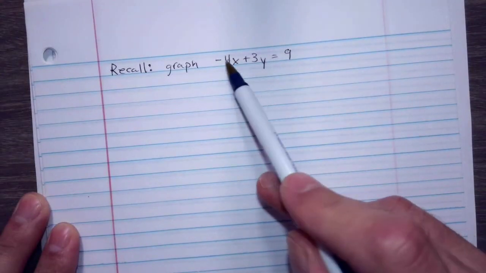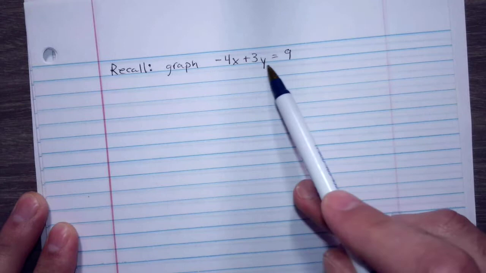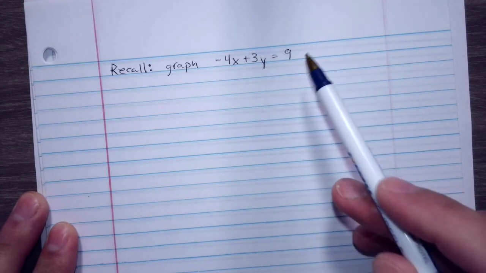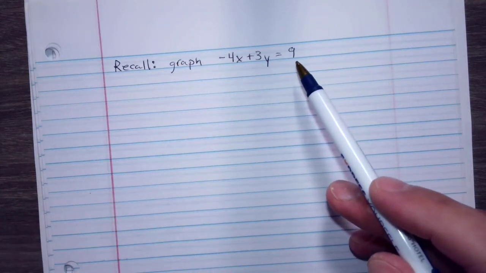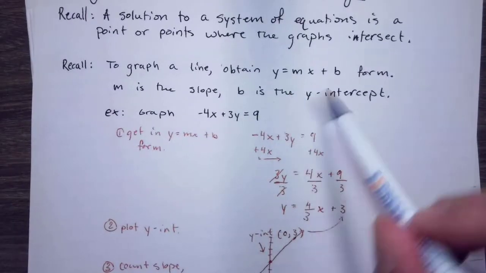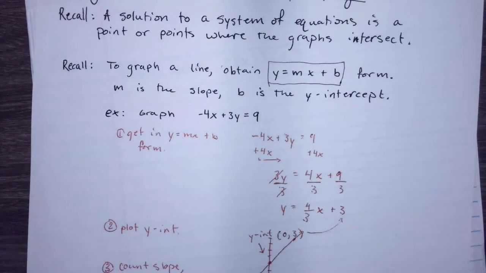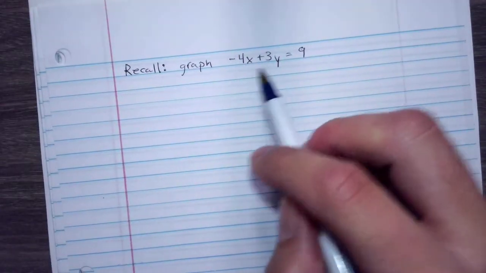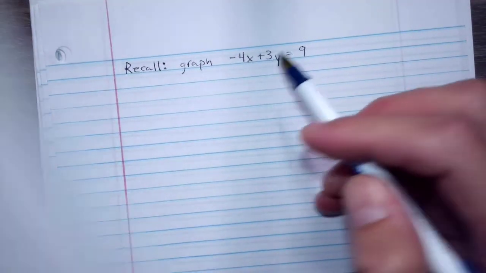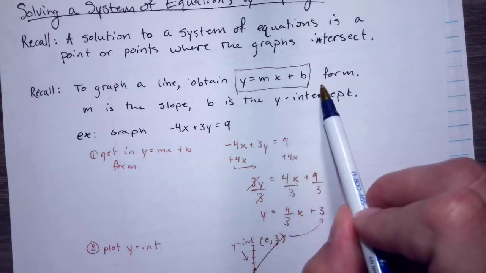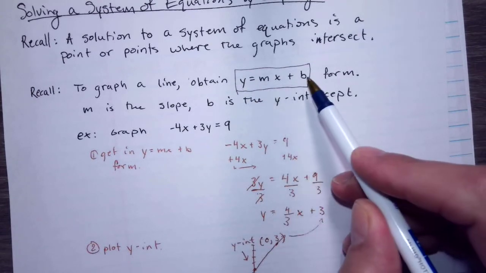If we were to graph this, this would be a line. And the easiest way to graph would be to get things into y equals mx plus b form. That's slope-intercept form. So that's what we're going to do to this. I want the y to be on one side and then everything else on the other. The x term comes first and then the b.